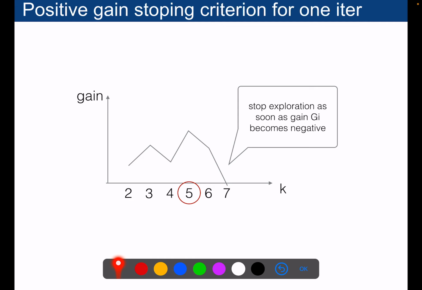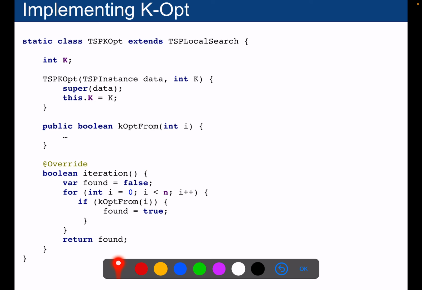So the stopping criterion is to still have a positive gain, okay, for 1 iteration, and we can stop as soon as it becomes negative. Okay, this is what we have. So let's study the implementation.